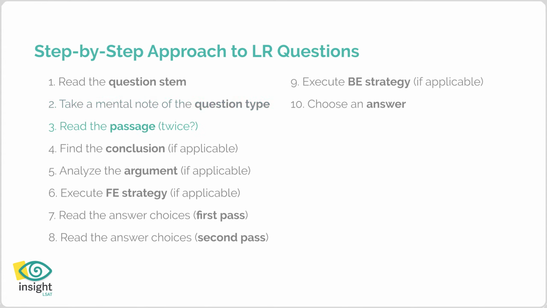Read the passage, and while you're doing that, or right after, find the conclusion if applicable. That is, if the question type has an argument. The questions from today's lesson won't have arguments, so we'll skip this step. We'll also skip the next one, which is to do a more thorough argument analysis if applicable. We'll also skip the next one, which is to execute your main strategy if you're dealing with a front-end question. We will have some things to do before moving on to the answer choices with today's question types, but these are all primarily back-end in nature.